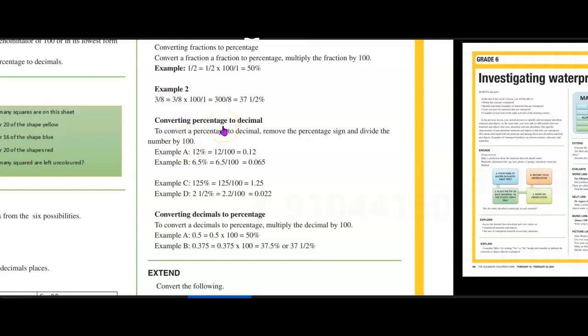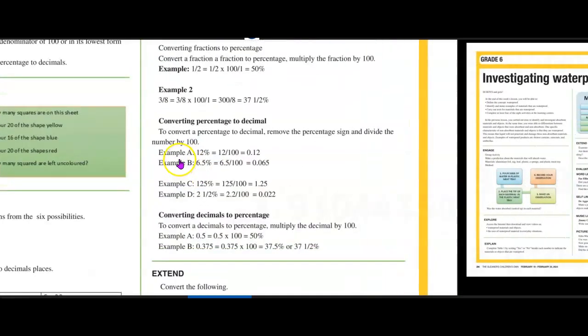Converting percentages to decimals. To convert a percentage to a decimal, remove the percentage sign and divide the number by 100. Example A, 12%. We would say 12 over 100, and that would be 0.12. Example B, 6.5%. This would be 6.5 over 100, which is equal to 0.065. Example C, 125% is 125 over 100, which is the same as 1.25.